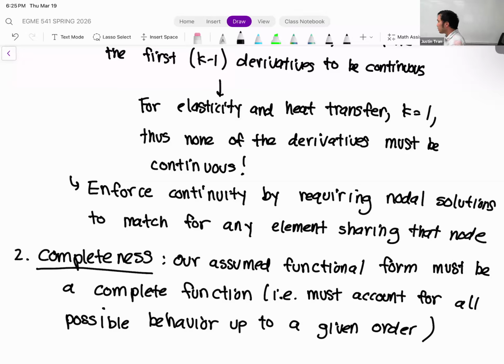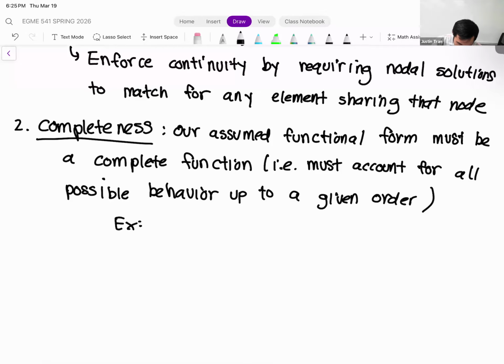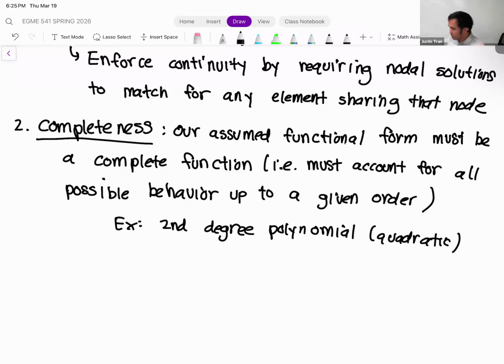Okay. So a lot of times we do this implicitly, especially if you're doing polynomials. Getting a complete polynomial is very straightforward. So for example, for a second degree polynomial, better known as a quadratic function, a complete quadratic function would not only include the x squared term, but also include the constant term and the linear term as well. Okay. So T of x is equal to a0, the constant term, plus a1 x, the linear term, plus a2 x squared. So not only do we have the x squared term, but we also include all the lower order expressions as well.